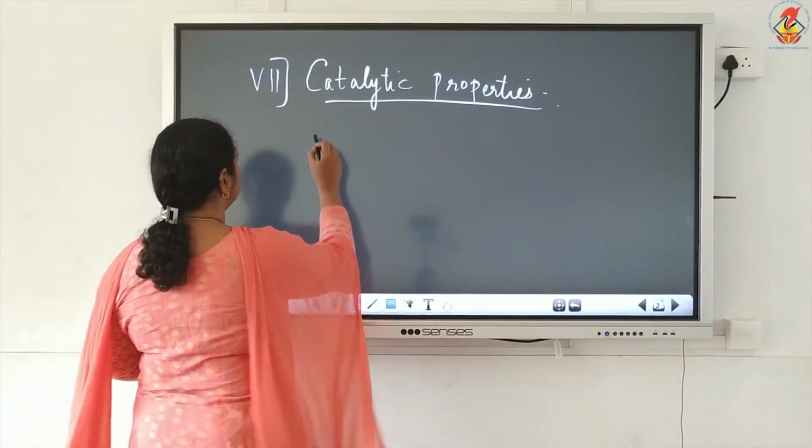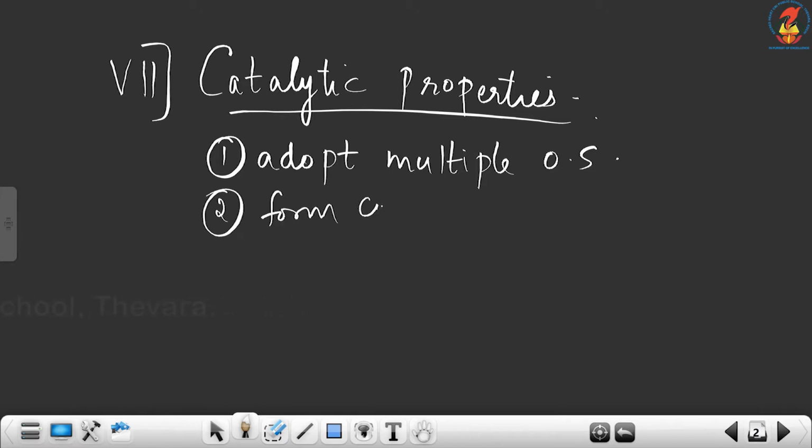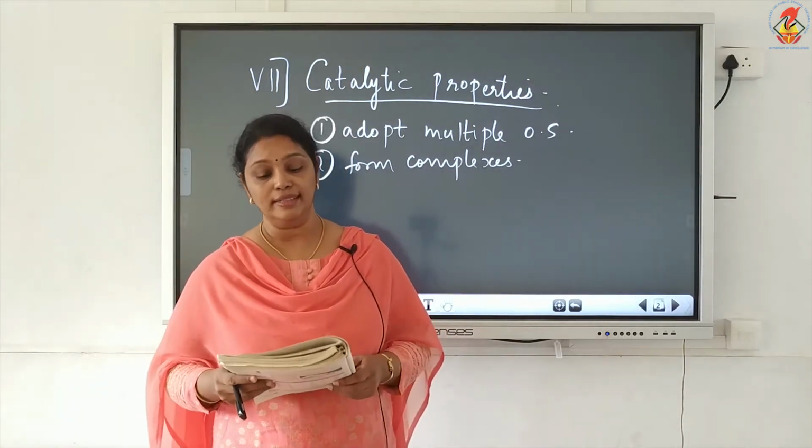The first reason is they can adopt multiple oxidation states or variable oxidation states. And the second reason is the ability to form complexes. These 2 properties allow a transition element to act as a catalyst.